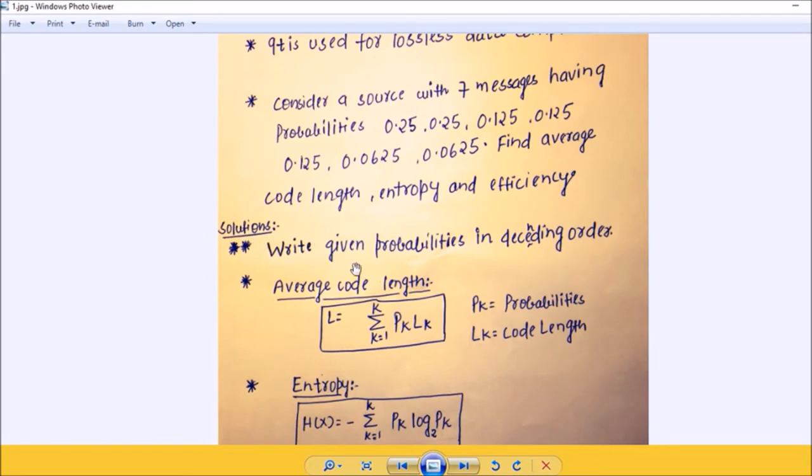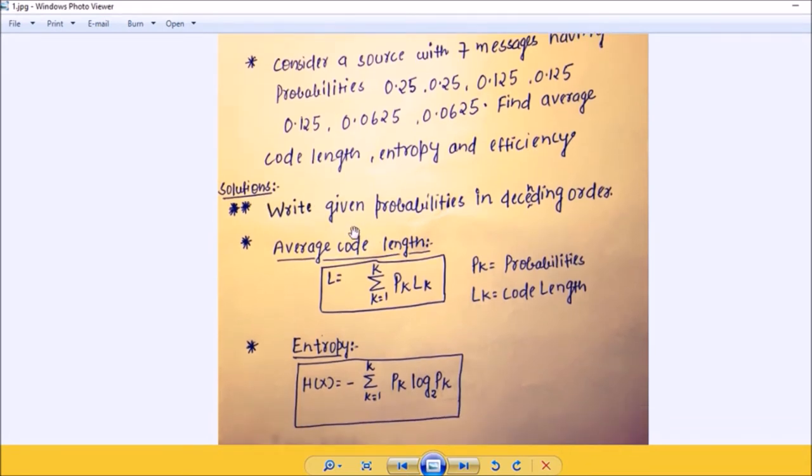Let us see what steps we need to solve this question. This is a very important step: write the given probabilities in descending order. Write all the probabilities in decreasing order. Okay. And now the average code length.